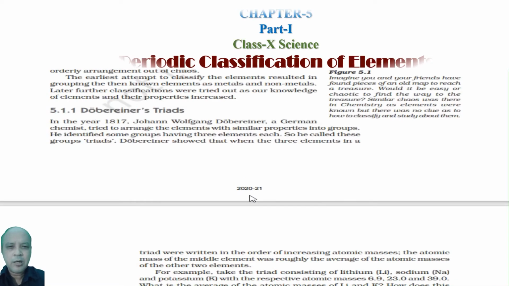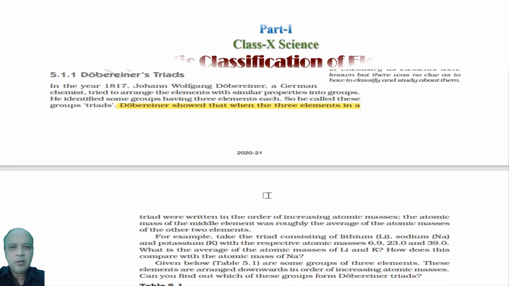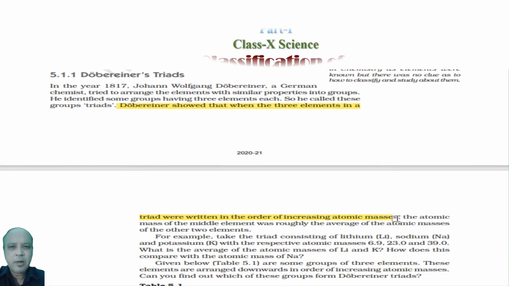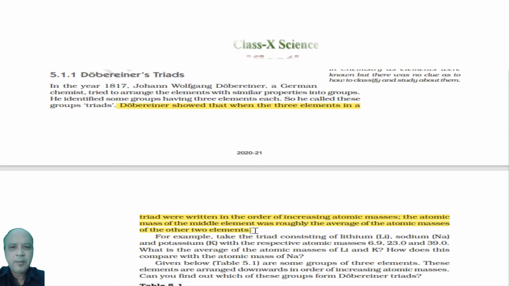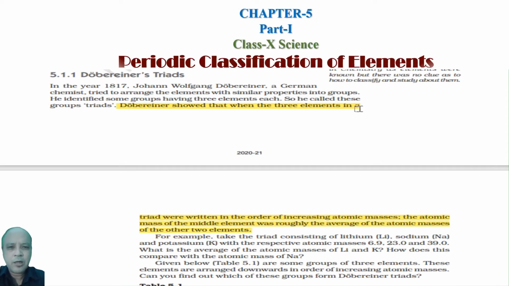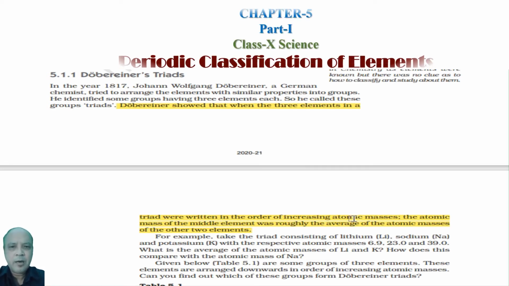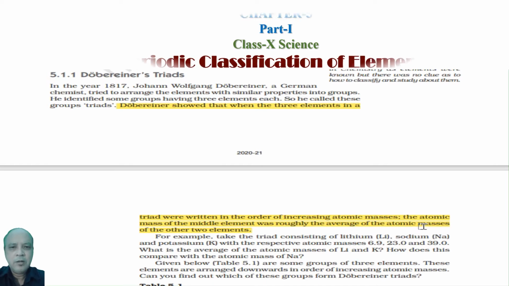So here we can write down: Dobereiner showed that when 3 elements in a triad were written in order of increasing atomic masses, the atomic mass of the middle element was roughly the average of the atomic masses of the other 2.